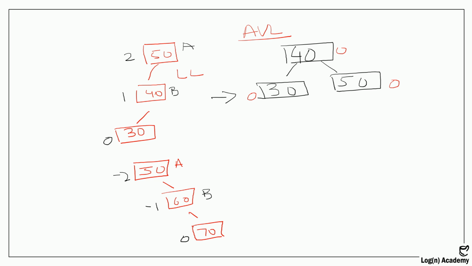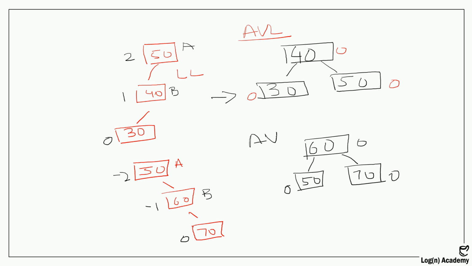We will have to mark B for the child of A, and now we will make 60 as a parent, and we'll make 50 as a child of B. Sorry, 50 will come here because it's smaller, and here we will write 70. And now the balance factor of 50 is 0, 70 is 0, and 60 is also 0. So now we have balanced, and this is an AVL tree.